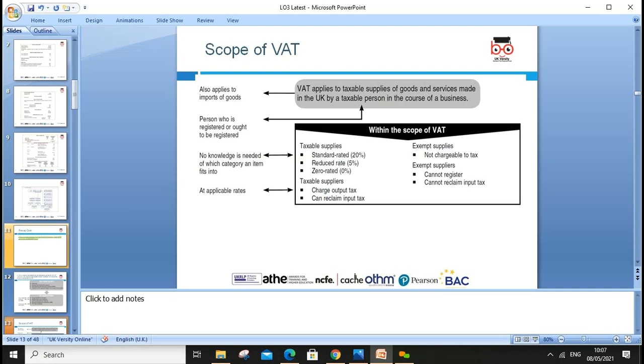For example, some gas, like domestic use, I think, they charge 5% reduced VAT. Excellent. And we can advise our clients on this.